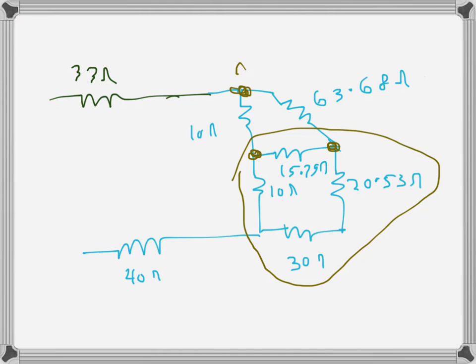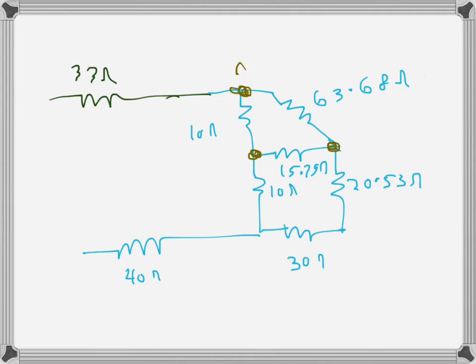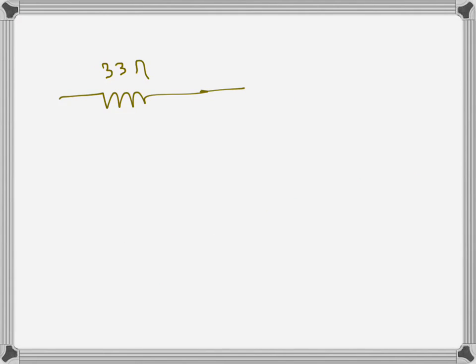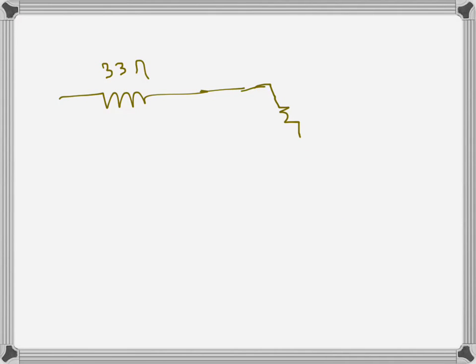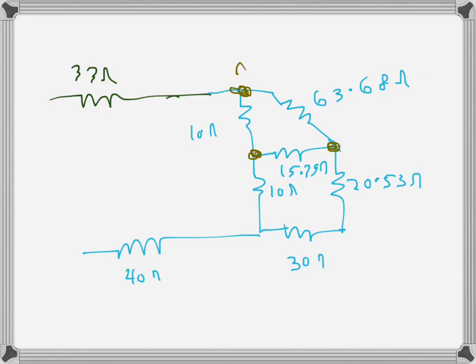You can do the other one as well, just to match the results. Or yeah, so if I convert it, what will happen is this 33 ohms there, and then we have one resistance there, and then one resistance there. I'm just drawing like that, and then another resistance connected.